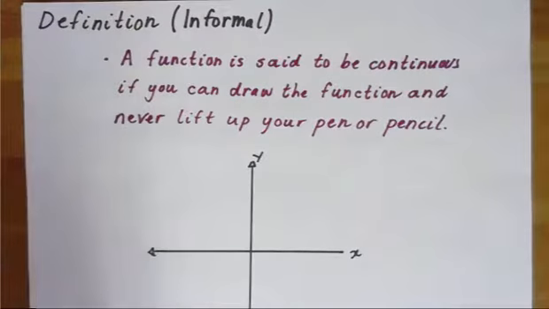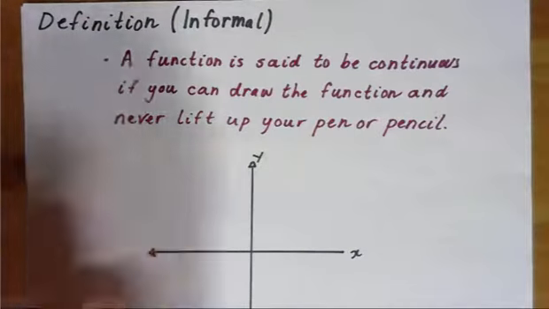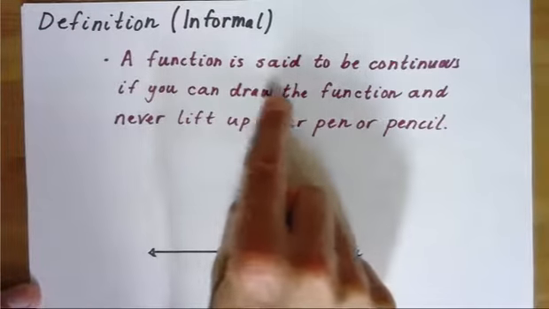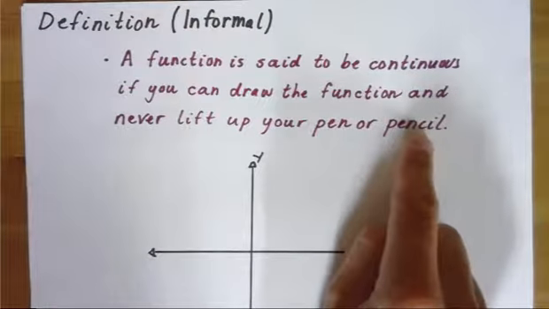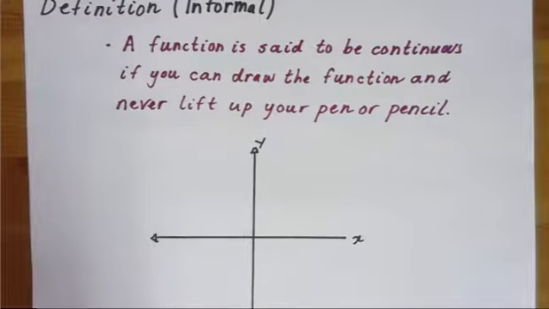Okay, so in precalculus, we're going to be talking about a really informal definition of continuity. The idea here is that a function is said to be continuous if you can draw the function and never lift up your pen or pencil. Now that's a very basic definition, and that's all we're using for now in precalculus.